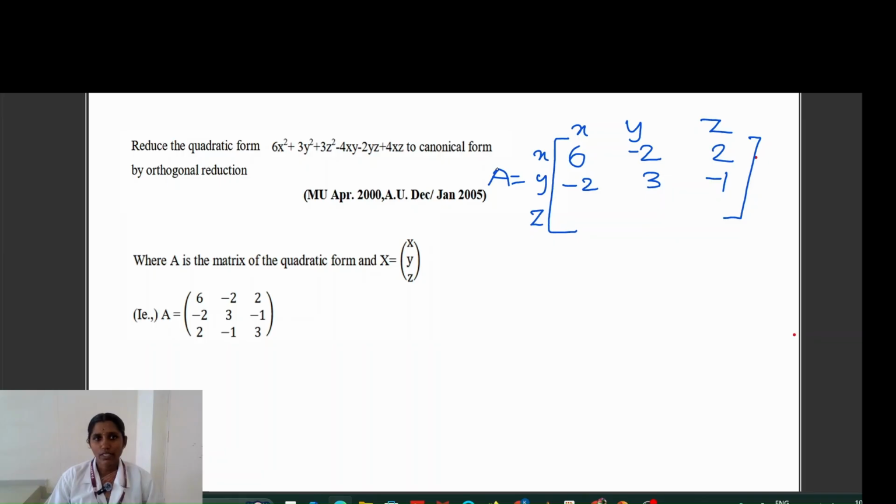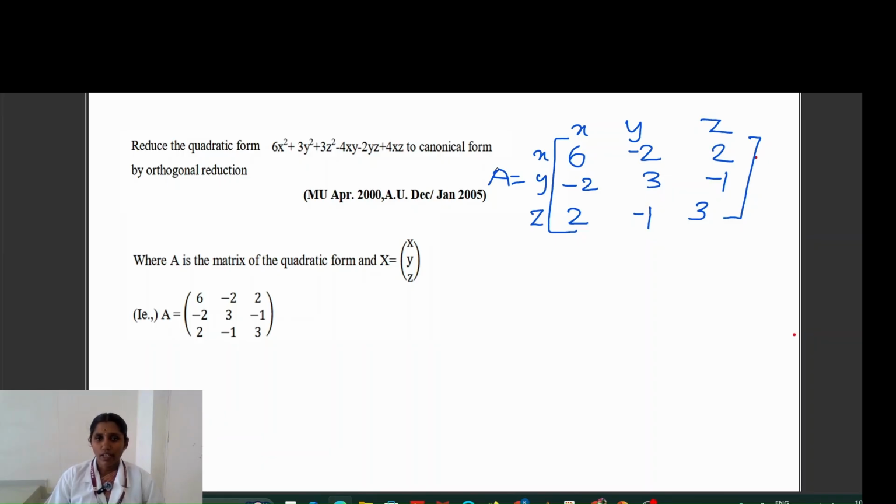Coefficient of zx, 4 by 2, 2. Coefficient of zy, minus 2 divided by 2, minus 1. Next, coefficient of z square, 3. So, now we form the matrix A, that is, A matrix is [6, −2, 2; −2, 3, −1; 2, −1, 3]. Next, by using this matrix, we have to find the eigenvalues.